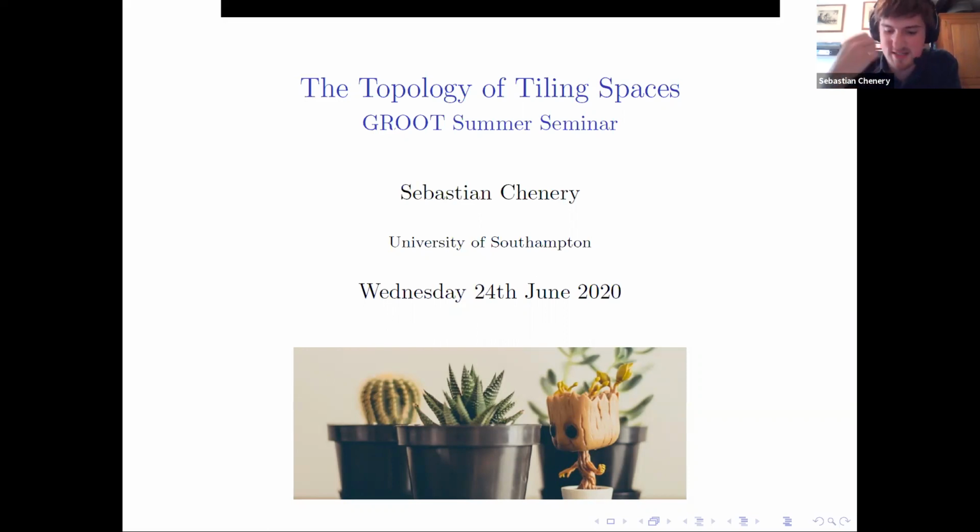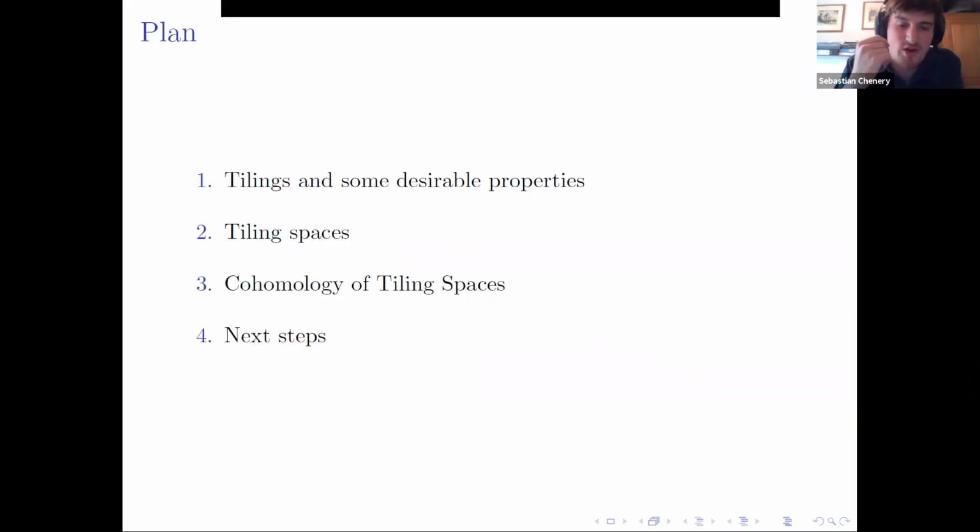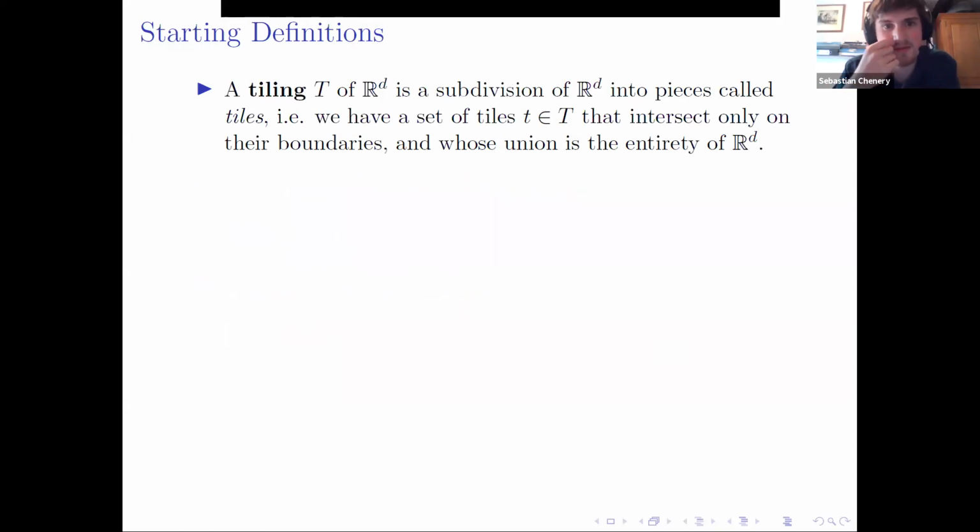So this is just going to be a fun expository thing, and I guess the story of the fun stuff really starts in the 1970s with Roger Penrose and stuff. Anyway, let's see what we're going to be talking about. I'm going to quickly define tilings, and you have to be a little bit careful with it. So we'll see that, and we'll go through some properties, and then we'll talk about what a tiling space actually is, and cohomology, and then some other stuff. So let's go for it.